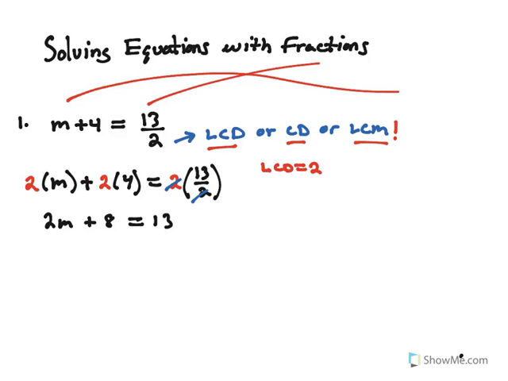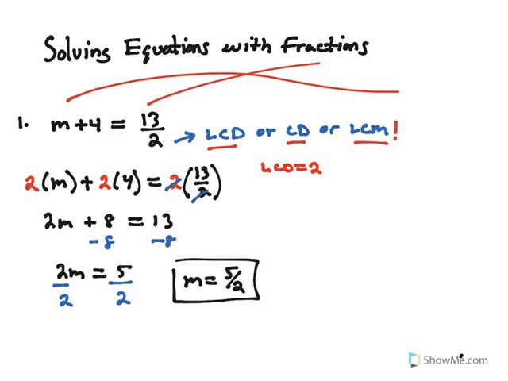And now you just solve this basic equation for m, and then you'll have your answer. Okay? So we'll subtract 8 on both sides. And then we're going to have 2m. 13 minus 8 is 5. And then we divide both sides by 2. And then now we have m equals 5 over 2. And that's it. You don't really need to convert it to a mixed number or a decimal unless you're asked to. Okay? All right, let's look at the next example.